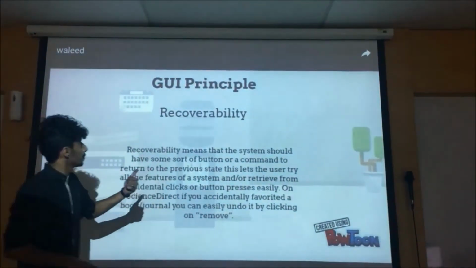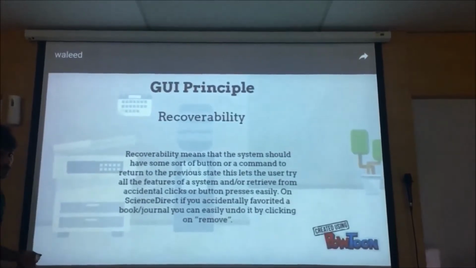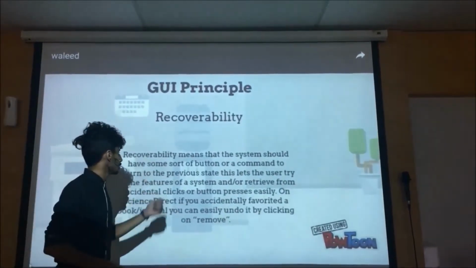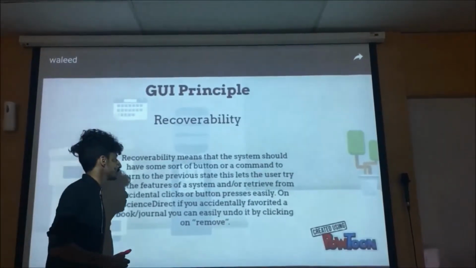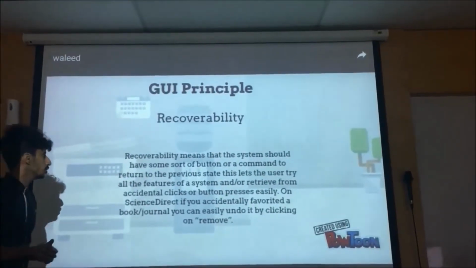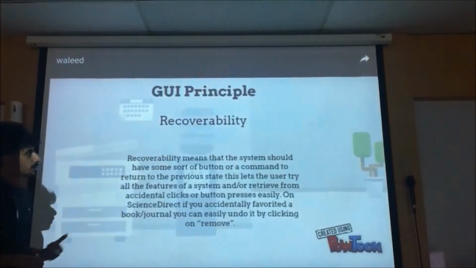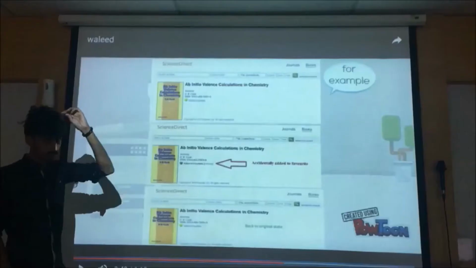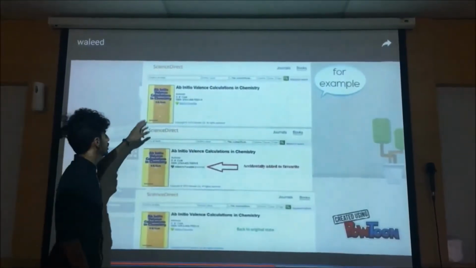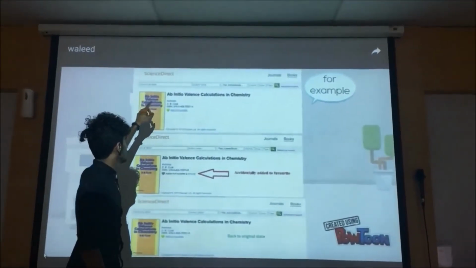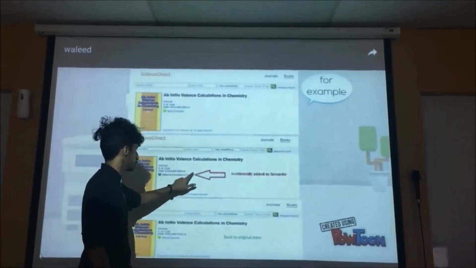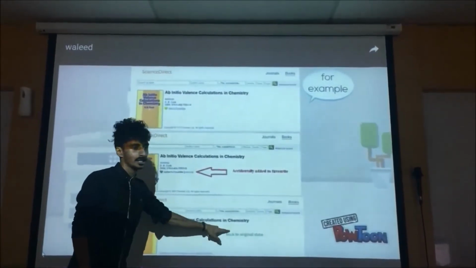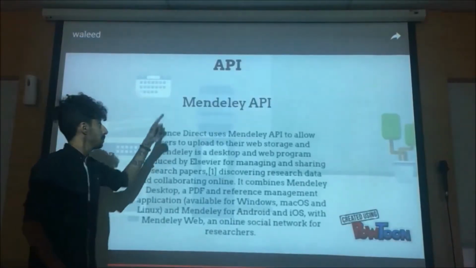Next, GUI principle. I will talk about recoverability. Recoverability means that the system should have some sort of button or commands to return to the previous states. For example, here you can add this book to favorites, and there you have a button to remove it and go back to the original state. Lastly is API.